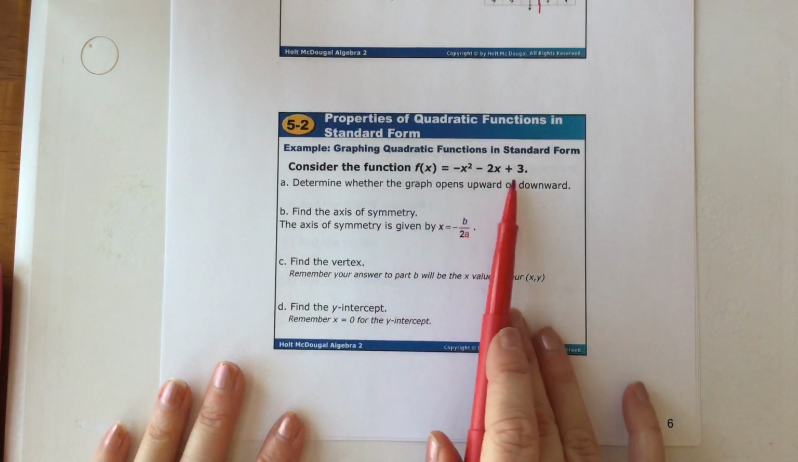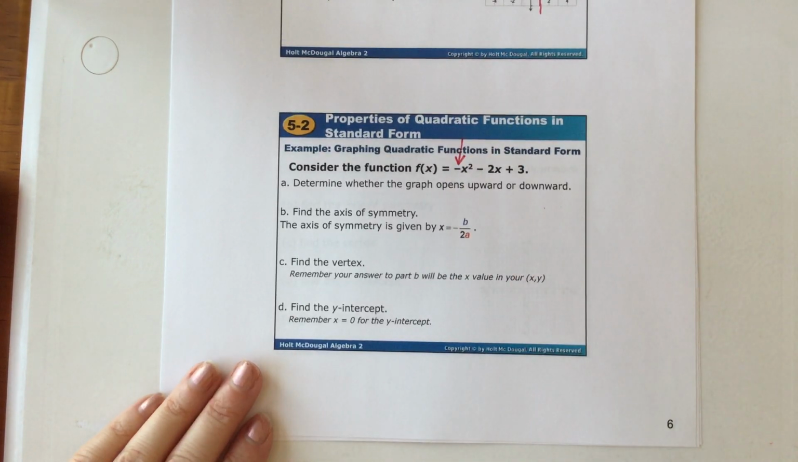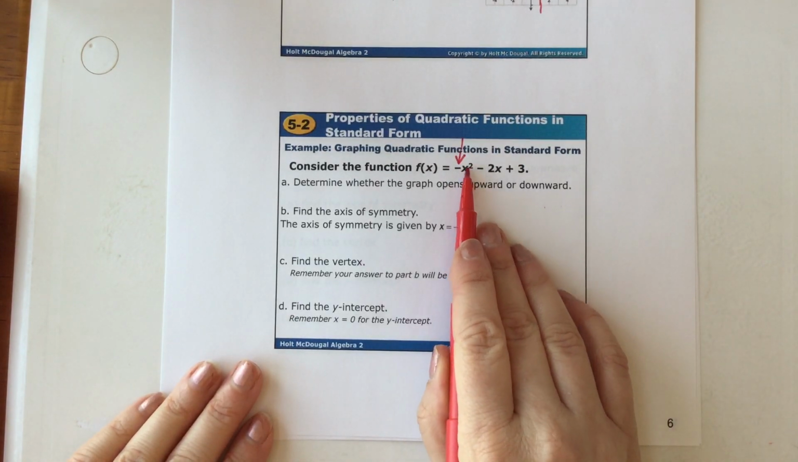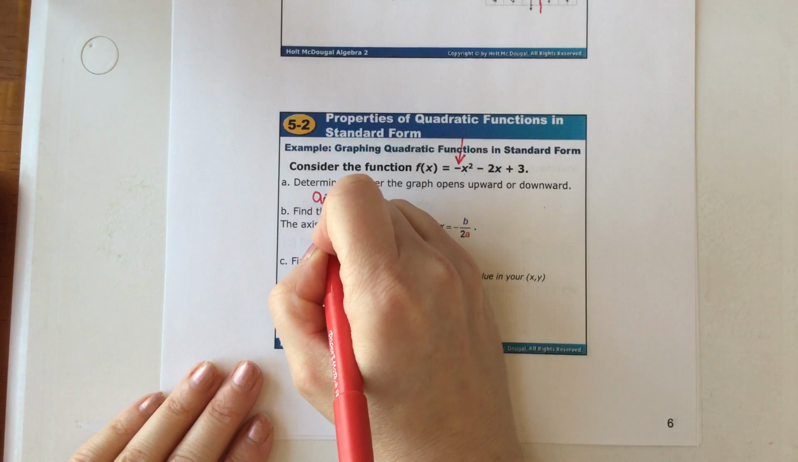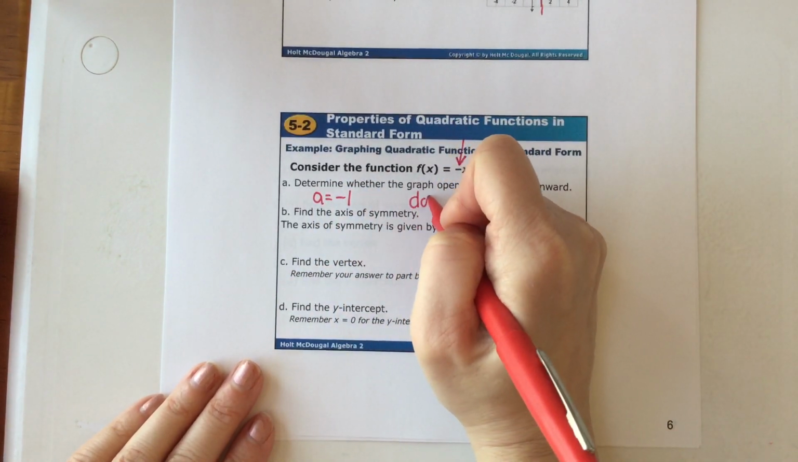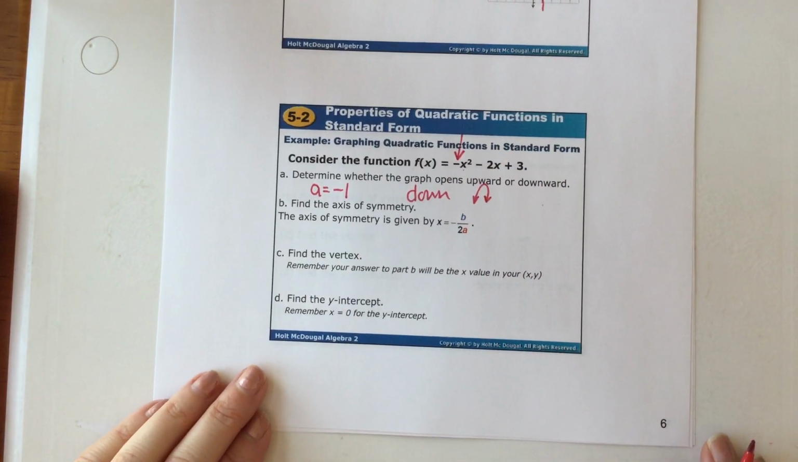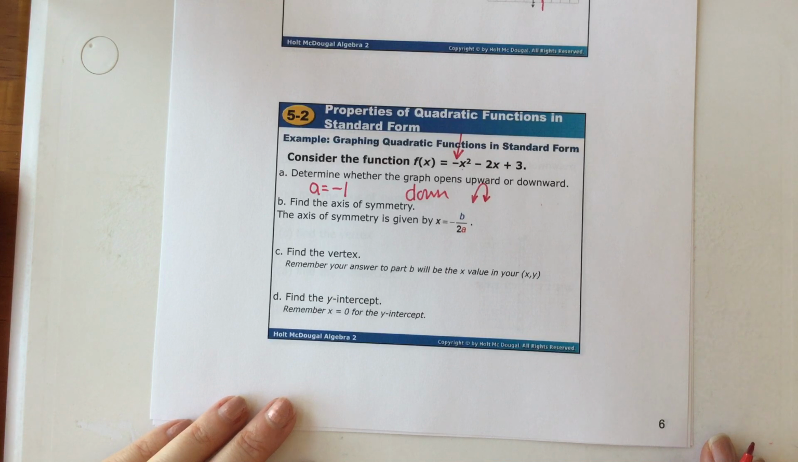Okay, here is the function. Determine if it opens up or down. That's always based off of a. A is the number in front of x squared. In this case, a is -1. Because this is negative, my parabola has to open downwards. So at the end, it's going to look like a frowning face.